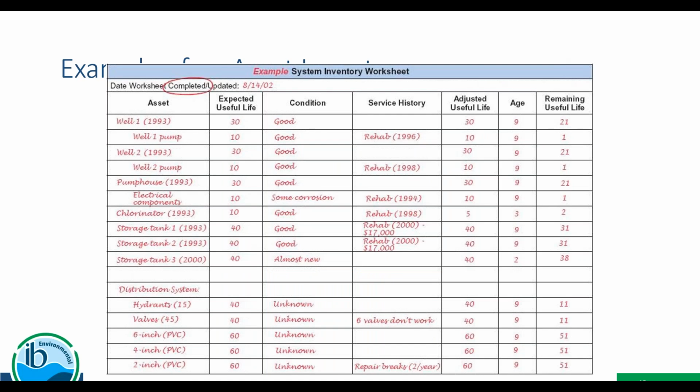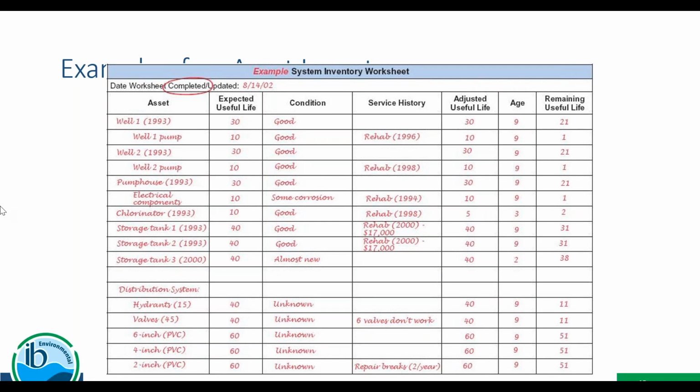If the utility has not been doing asset management, I think the main thing is for them to just get started, and something simple like this table is where they can start. So an inventory of what do we have? What should we be keeping track of over time?